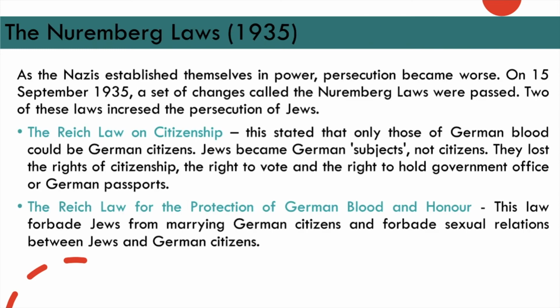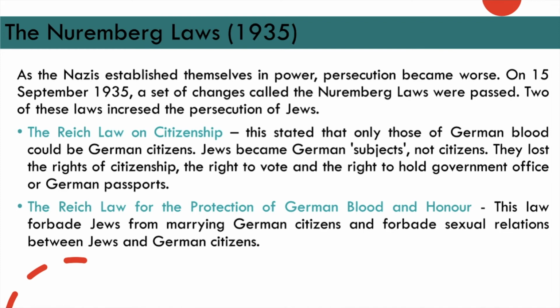As the Nazis established themselves in power, persecution became worse. On the 15th of September 1935, a set of changes called the Nuremberg Laws were passed. Two of these laws increased the persecution of Jews. The Reich Law on Citizenship. This stated that only those of German blood could be German citizens. Jews became German subjects, not citizens. They lost the rights of citizenship, the right to vote, and the right to hold government office or German passports.